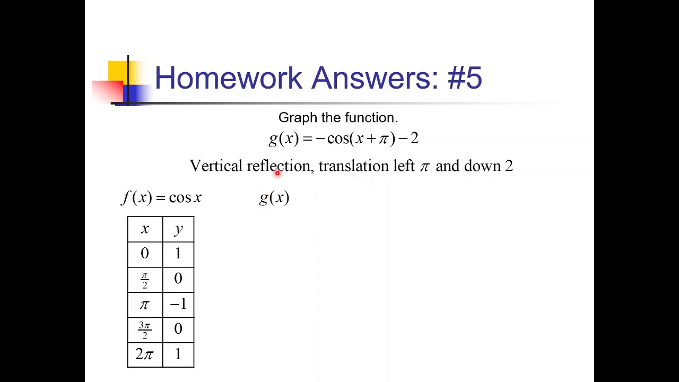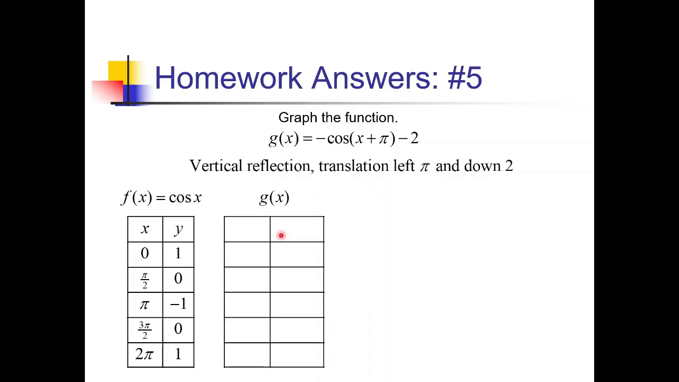Next up, we do the g function. So for the x values on this one, all we're doing horizontally is going left by pi, so we'll do x minus pi for that. Vertically, we have to reflect and then go down 2, so this will be negative y minus 2.